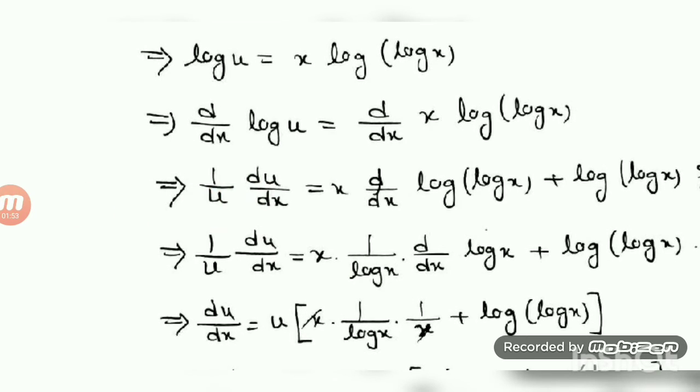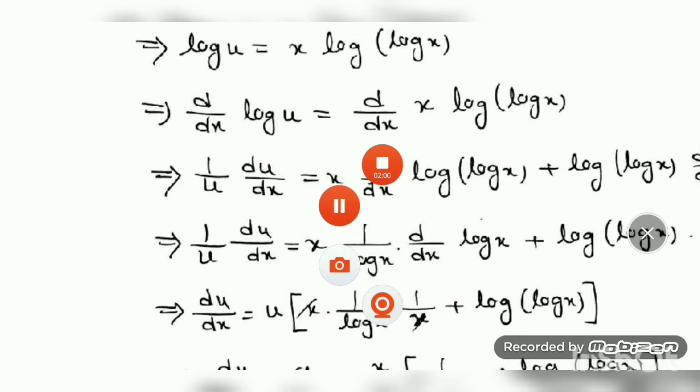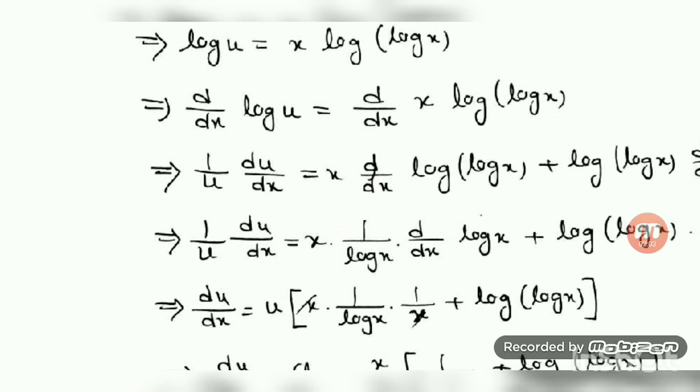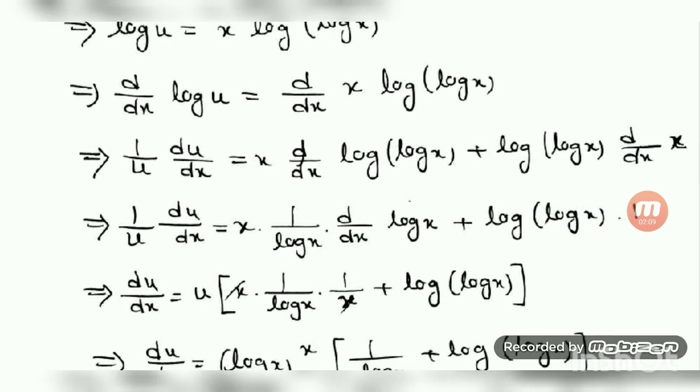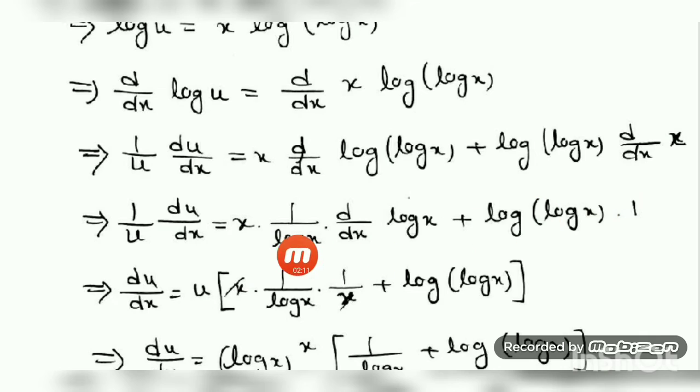Here the product rule can be applied. Product rule: the first function is x and the second function is log of log x. So first function into derivative of the second function, plus second function into d/dx of the first function. Here this is equal to x, you keep it as it is, d/dx of log of log x. Log x you have to think of as x. It becomes 1 by log x into d/dx of log x because I am considering log x as x. This is log of log x and d/dx of x is equal to 1.